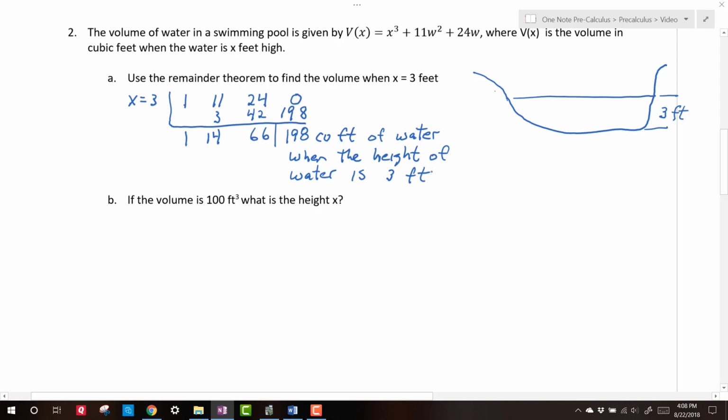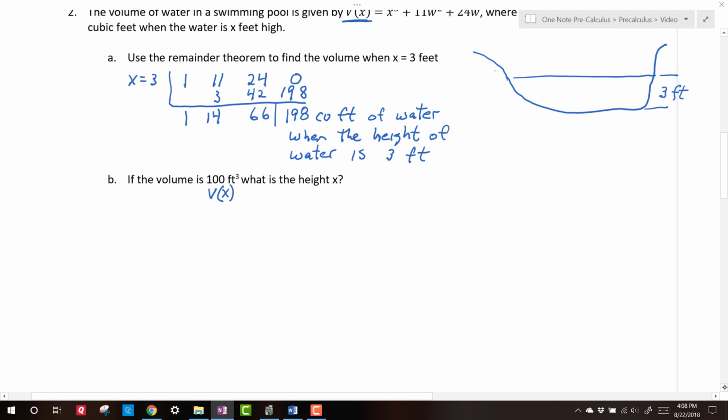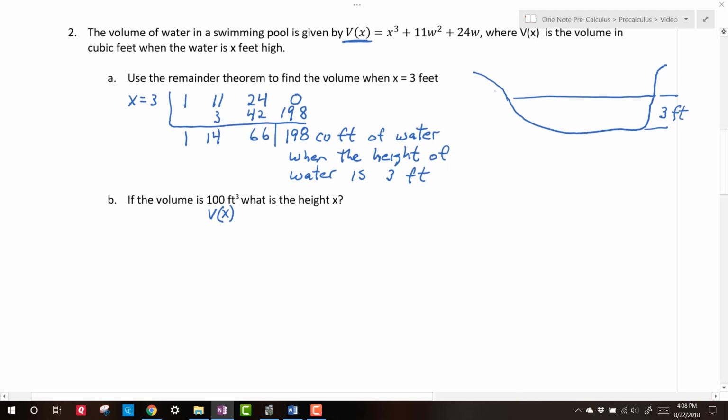And then the next question actually gives us a little different scenario here. It says if the volume, so when we say volume, we're talking about V of x up here. So when they say if the volume is 100 feet cubed, we're saying if V of x is 100 cubic feet, what is the height x? All right? So essentially what we have to do is plug in 100 for V and solve for x. All right, so here we go.